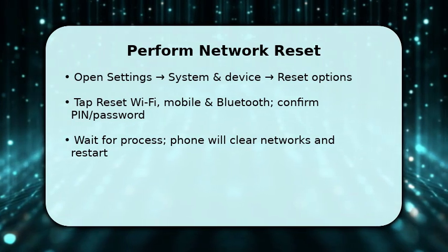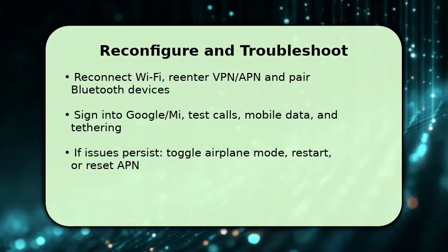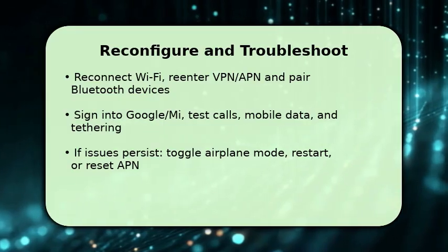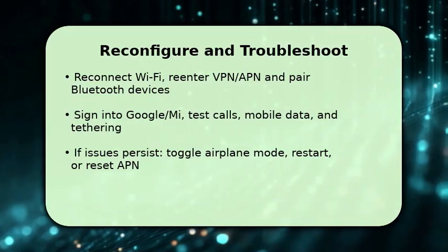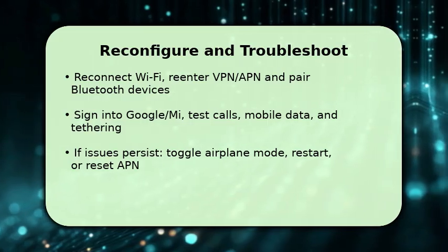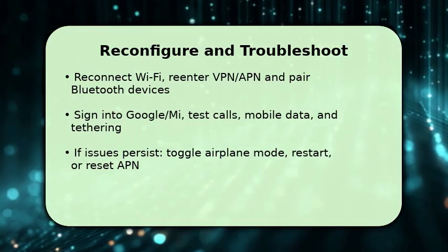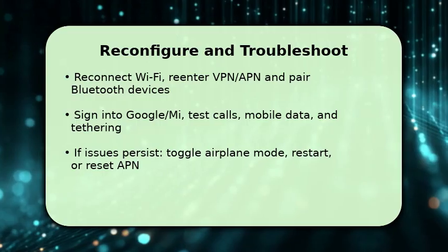After the reboot, you reconnect to Wi-Fi, re-enter any VPN or APN details, and pair Bluetooth devices again. This restores normal connectivity. Make sure you sign into your Google and My accounts so account-dependent features reconnect. Then test calls, mobile data, and hotspot to confirm full recovery.